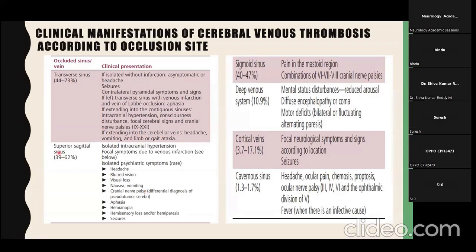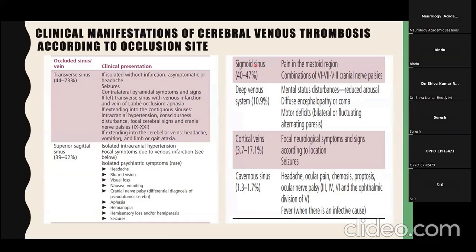ataxia. In superior sagittal sinus thrombosis, patient can present with isolated intracranial hypertension, or focal symptoms due to venous infarction like blurred vision, headache, nausea and vomiting, cranial nerve palsies, aphasia, hemisensory loss and hemiparesis, and seizures. And also, patient rarely can present with isolated psychiatric symptoms.